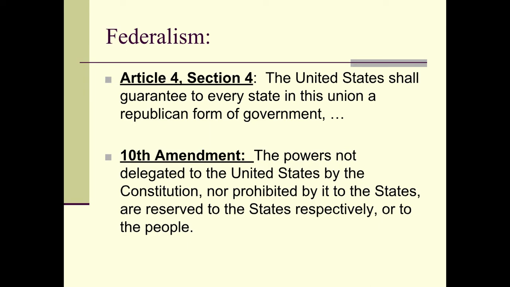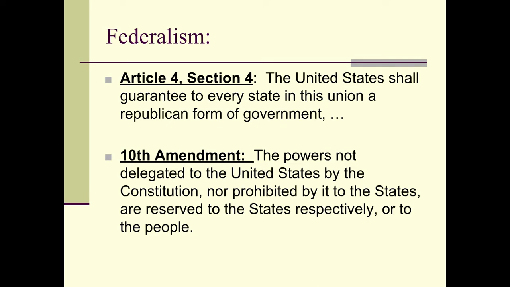Federalism is established really through two parts. One, Article 4, Section 4 says, the United States shall guarantee every state in the Union a republican form of government. So every state has the constitutional right to have their own representative form of government, and every state does. And the 10th Amendment says, powers not delegated to the United States by the Constitution nor prohibited by it to the states are then reserved for the states respectively, meaning that if the federal government doesn't have the power to do something, then the state has that power.